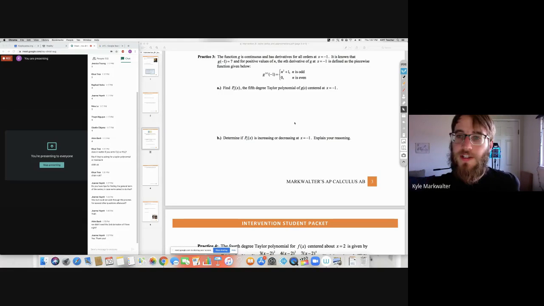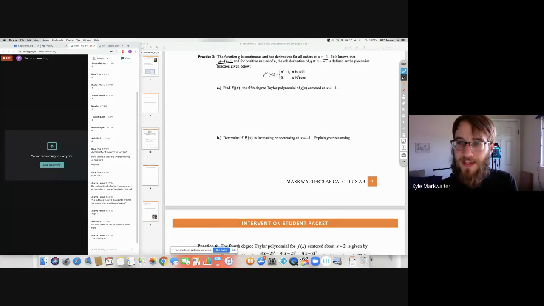The function g is continuous and has derivatives of all orders at x equals -1. Hey, that sounds like we're going to have to do something at x equals -1. It is known that g of -1 is 7. And for positive values of n, the nth derivative of g at x equals -1 is defined here. So this is a little confusing.